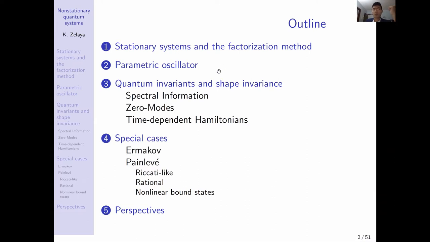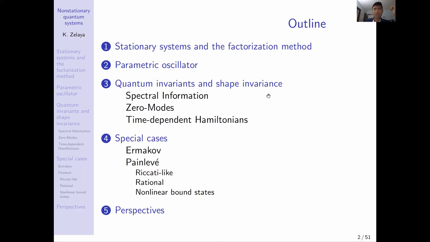Then I will briefly talk about the parametric oscillator. The parametric oscillator is basically a prototype example of an exactly solvable system in quantum mechanics. It is basically a harmonic oscillator interaction, but in this case, the frequency depends explicitly on time. So this makes the complete Hamiltonian an explicit function of time.